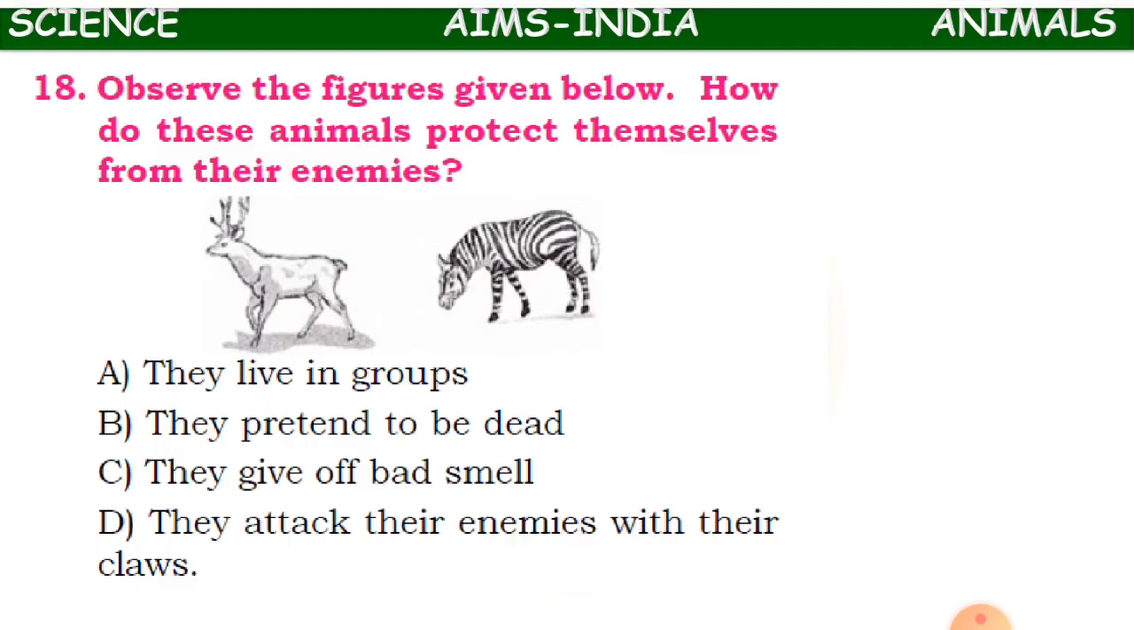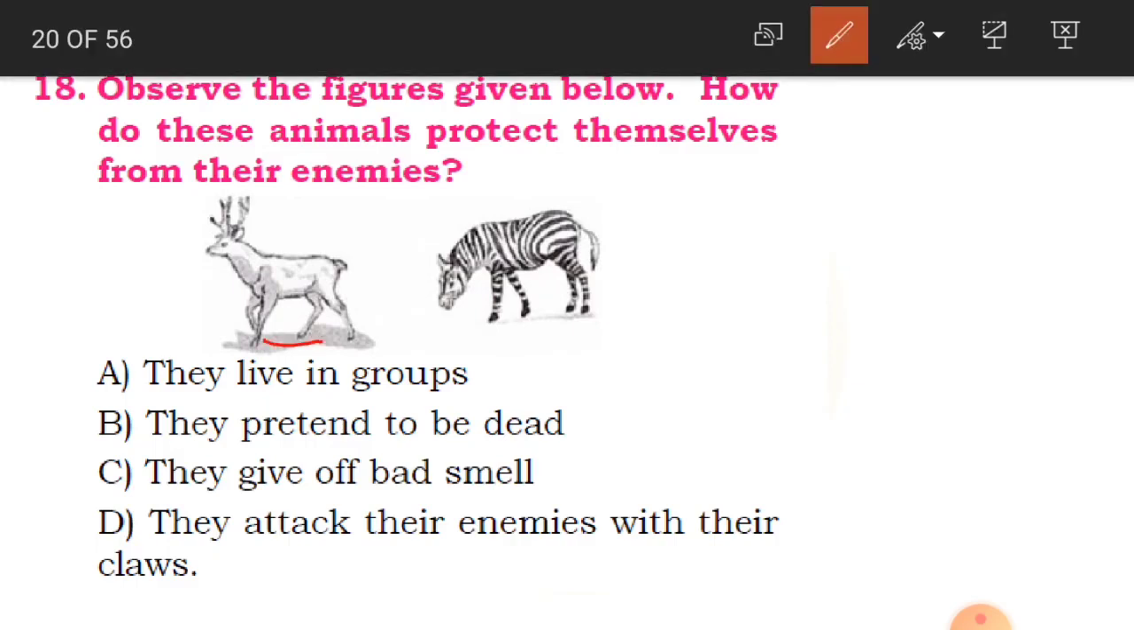Deer and also zebra. No, this is the deer and zebra. So we have to identify how they protect themselves from their enemies. A option is they live in groups. B option is they pretend to be dead. C, they give off bad smell. D is they attack their enemies with their claws.